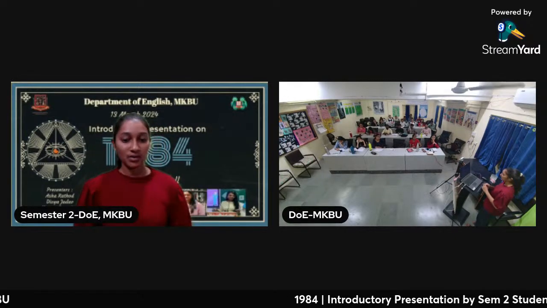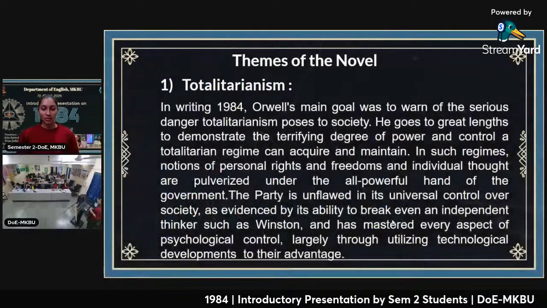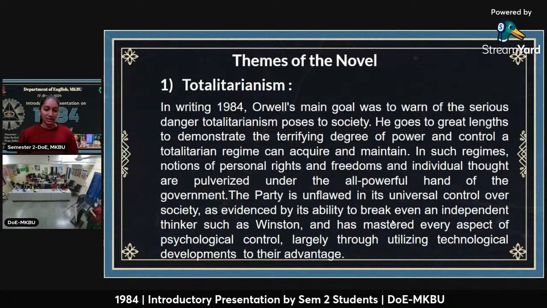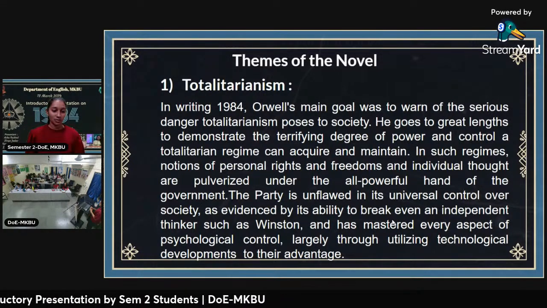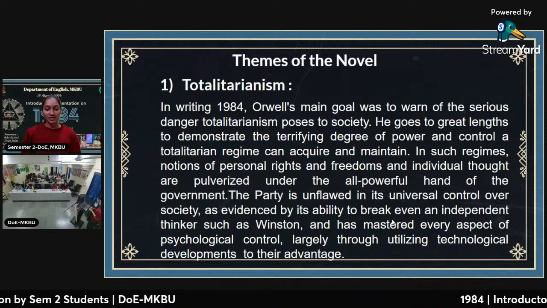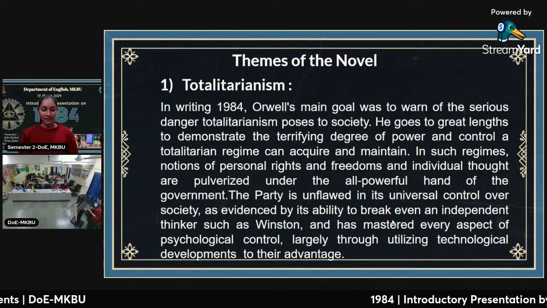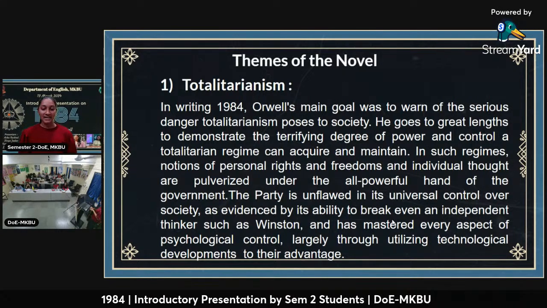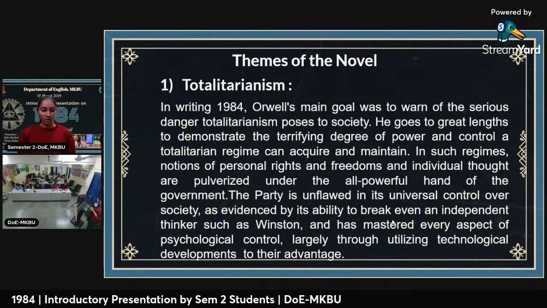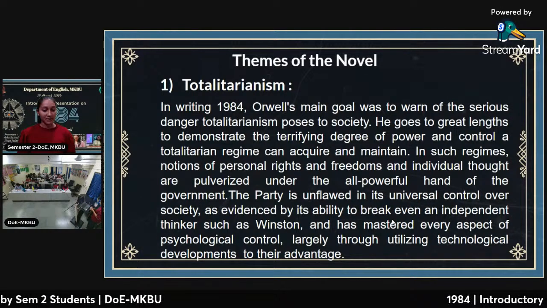In writing 1984, Orwell's main goal was to show the serious danger totalitarianism poses to society. He goes to great lengths to demonstrate the terrifying degrees of power and control a totalitarian regime can acquire, in which notions of personal rights, freedoms and individual thoughts are pulverized under the all-powerful hand of the government.